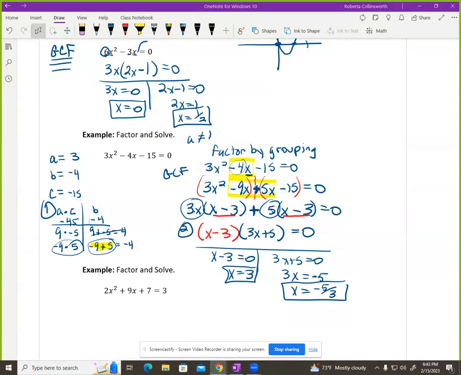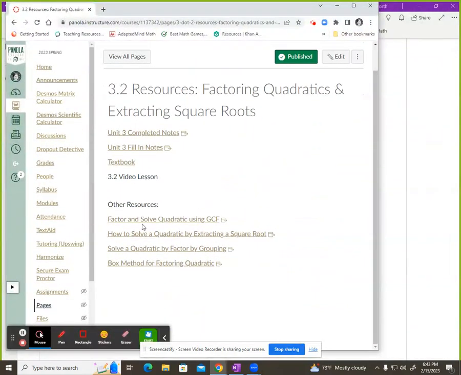Now in your resources for this, let me go to that page and show you. Right here, I have other resource videos that show you what to do. If you're used to doing the box method for factoring, that's the same thing that we just did, except you just write it out in a box. Here's another video of factor by grouping. Here's extracting the square root, which we're about to do, and then using the greatest common factor. So there's other videos there that will help you.